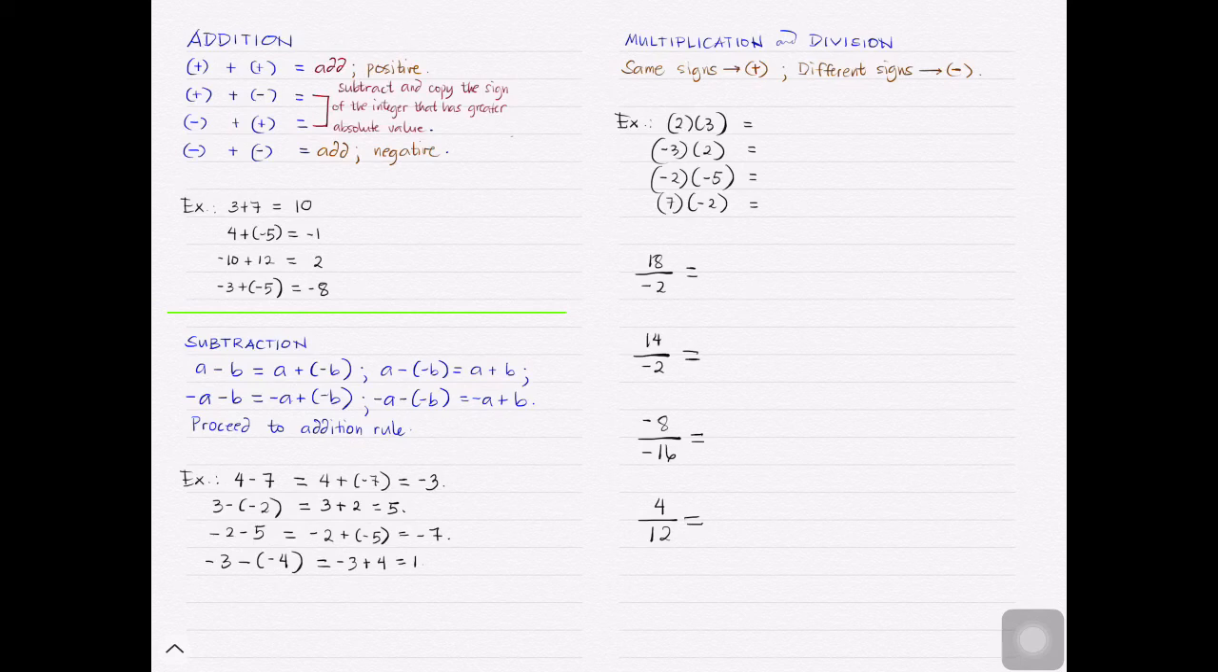So multiplying positive 2 and positive 3 wherein both have the same signs, the answer will be positive 6. But for negative 3 times positive 2, wherein both have different signs, the answer would be a negative 6. How about negative 2 times negative 5? Notice that they have both the same signs, therefore the answer would be a positive 10.